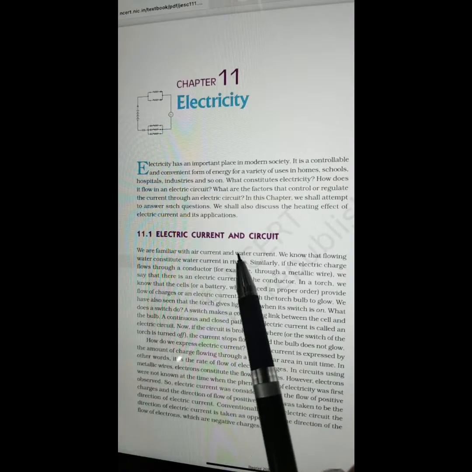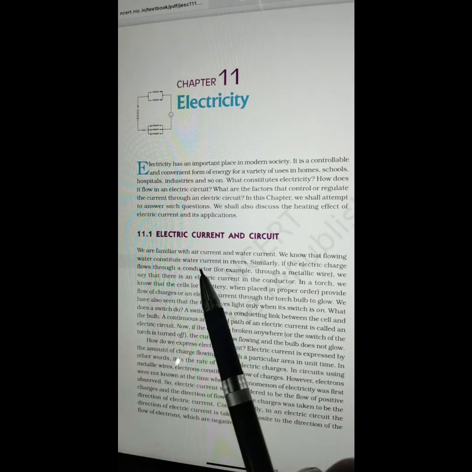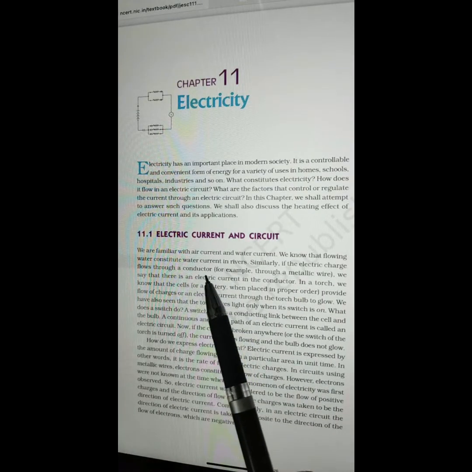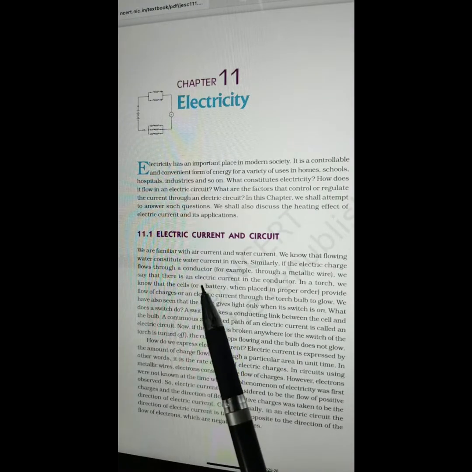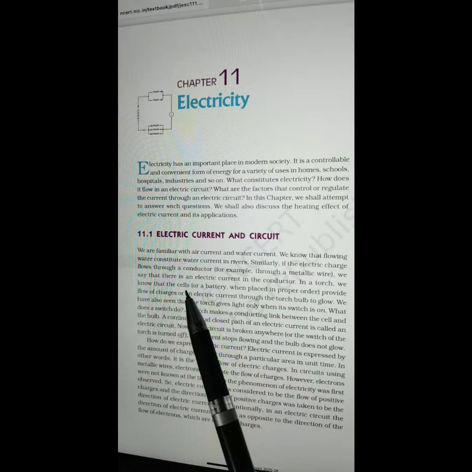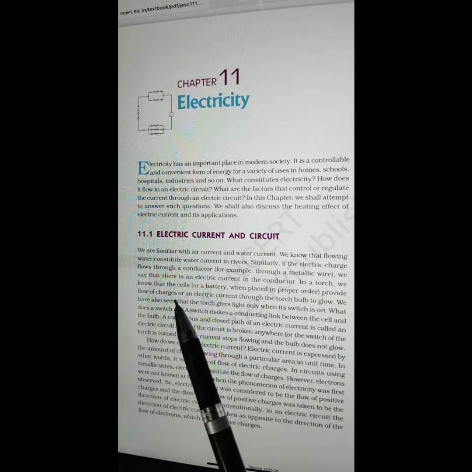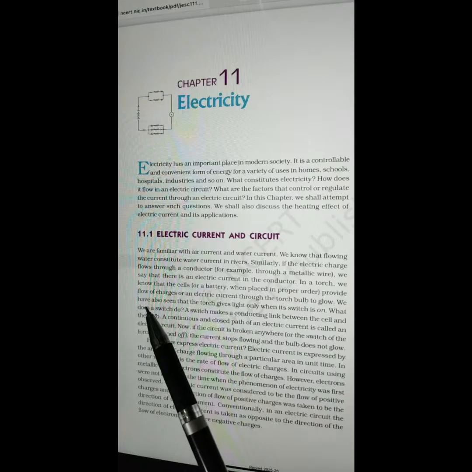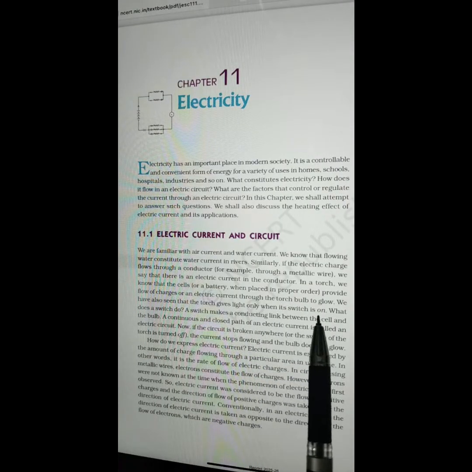11.1 Electric current and circuit. We are familiar with air current and water current. We know that flowing water constitutes water current in rivers. Similarly, if the electric charge flows through a conductor, for example, through a metallic wire, we say that there is an electric current in the conductor. In a torch, we know that cells or a battery, when placed in proper order, provide flow of charges or an electric current through the torch bulb to glow.